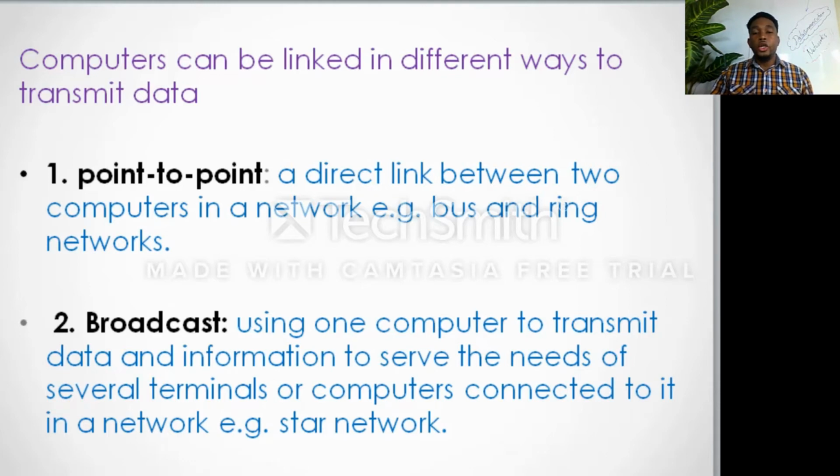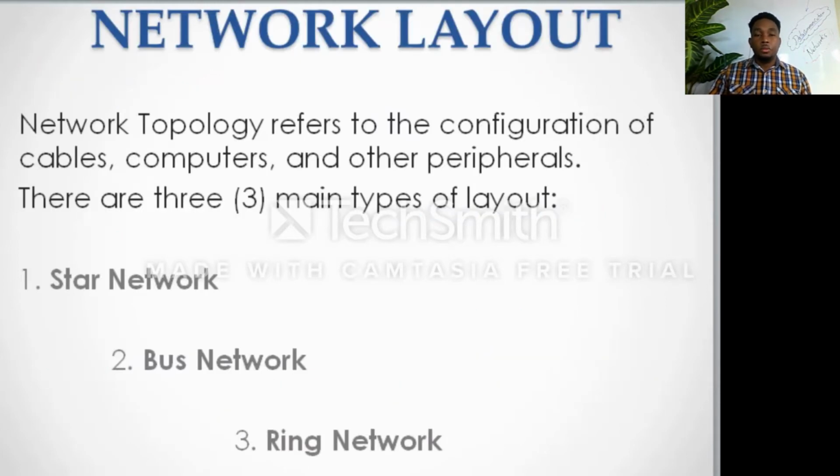So let us look at the network layout. Your network layout or network topologies refers to the configuration of cables, computers and other peripherals. Other peripherals would be your printers, your scanners, those devices, and how we connect those on the network. There are three types of layout. We have our star network, our bus network, and the third one would be your ring network. Let us show a diagram of those types of networks.